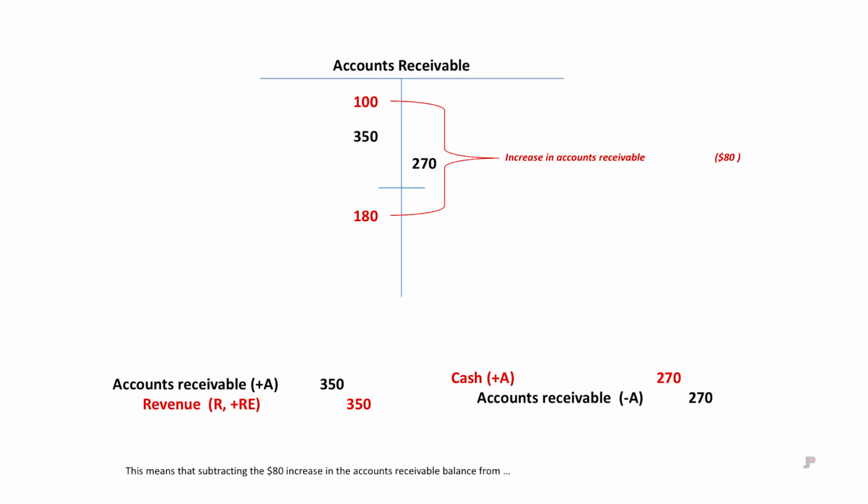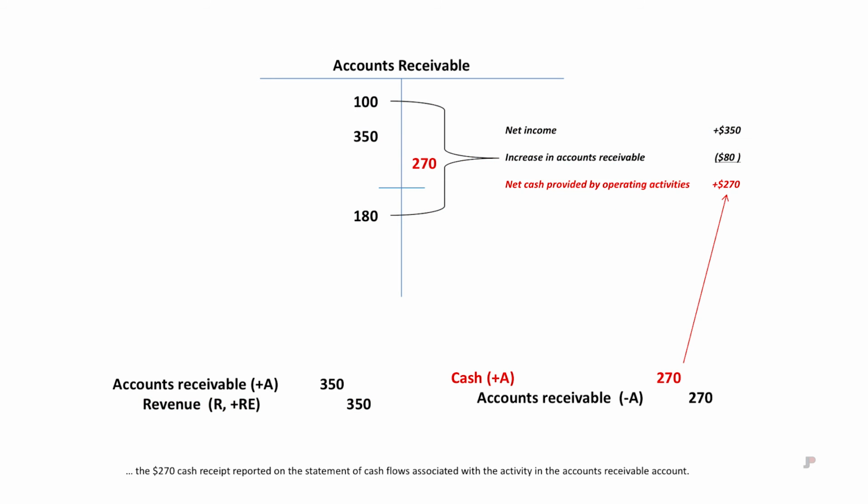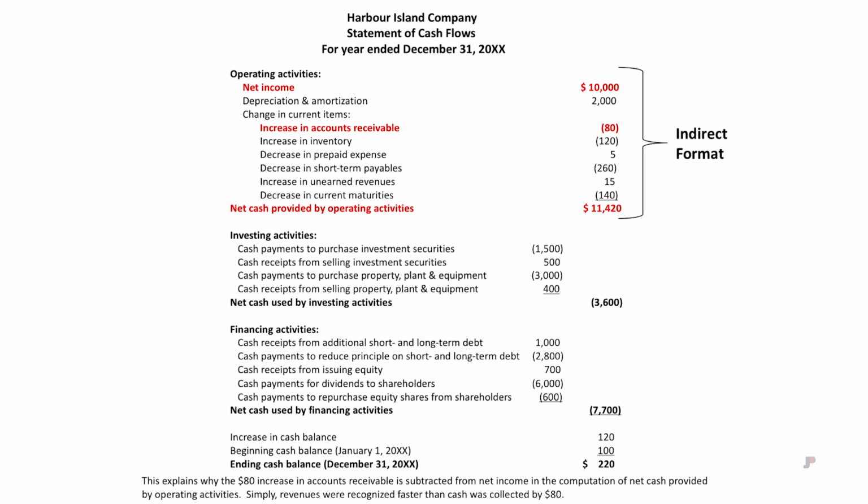This means that subtracting the $80 increase in the accounts receivable balance from $350 of net income will give you the $270 cash receipt reported on the statement of cash flows associated with the activity in the accounts receivable account. This explains why the $80 increase in accounts receivable is subtracted from net income in the computation of net cash provided by operating activities. Simply, revenues were recognized faster than cash was collected by $80.